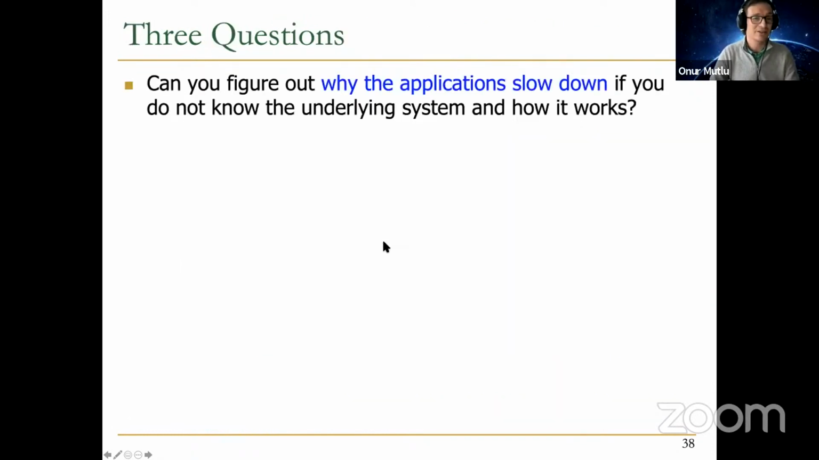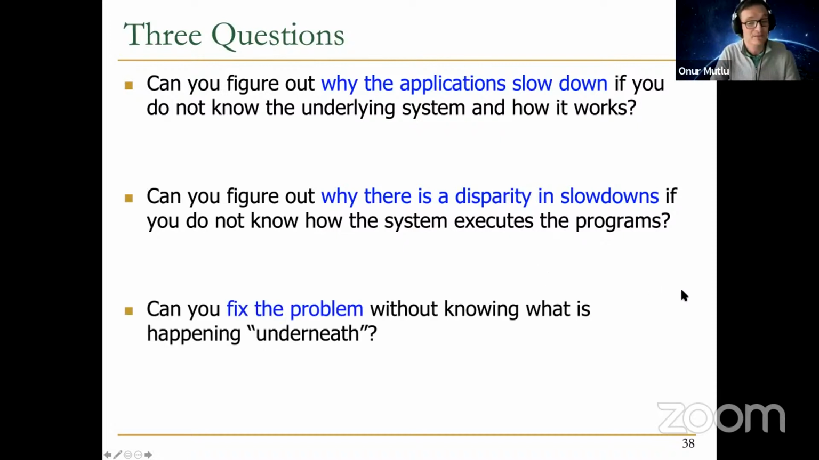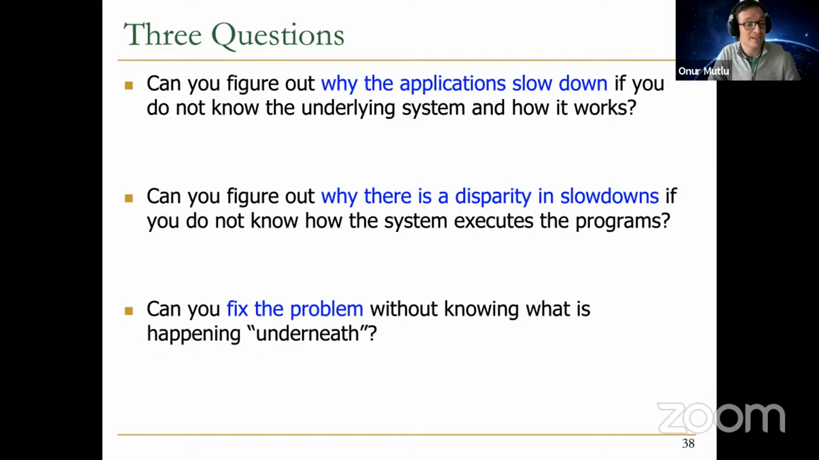So let me tell you what's happening after asking you 3 rhetorical questions again. Can you figure out why the applications slow down if you do not know the underlying system and how it works? An answer would be no, I think. Of course, you need to do experiments and figure out what's going on, but you need to know something to be able to do the experiments. Can you figure out why there's a disparity in slowdowns if you do not know how the system executes the programs? Again, my answer would be no over here. And can you fix the problem without knowing what is happening underneath? And my answer again would be no over here. And this can cause a lot of inefficiency, actually.